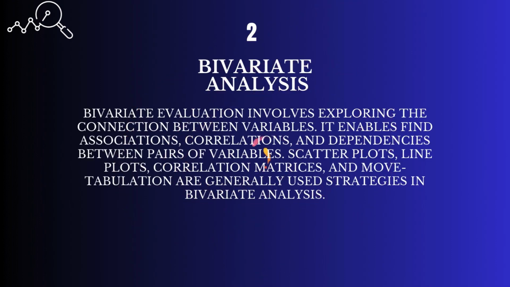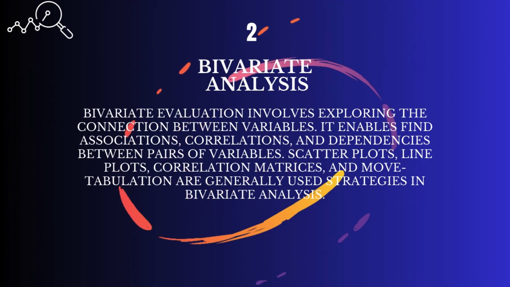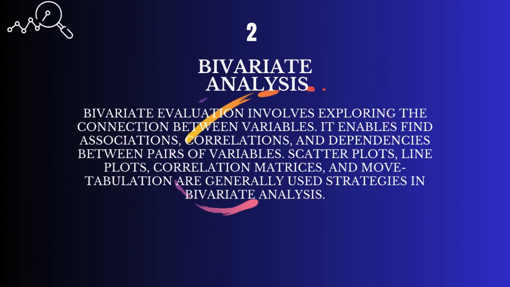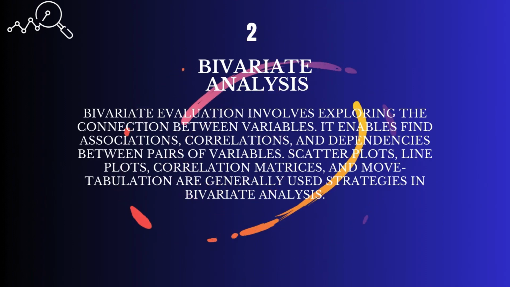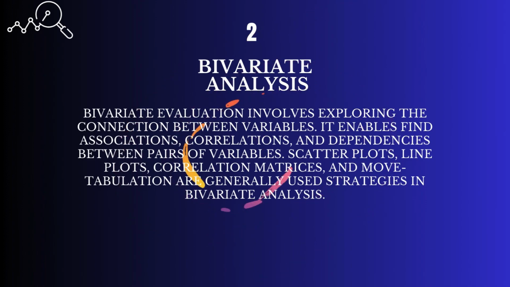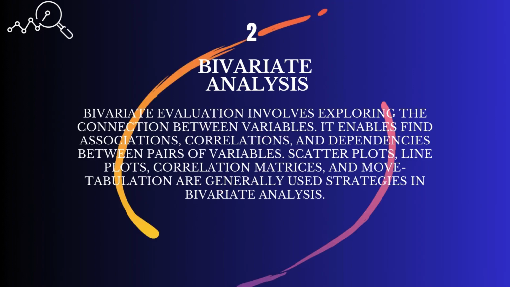So the next type of EDA is bivariate analysis. As the name suggests, bivariate is always about two variables. So let's read the definition. Bivariate evaluation involves exploring the connection between two variables. It helps find association, correlation, and dependencies between pairs of variables. Scatter plots, line plots, correlation matrices, and cross tabulation are generally used techniques in bivariate analysis. As the definition suggests, when we need to find the relation between two variables, we will use bivariate analysis.